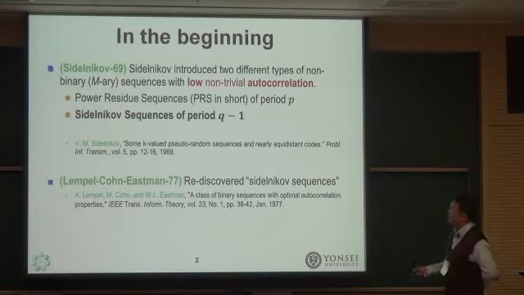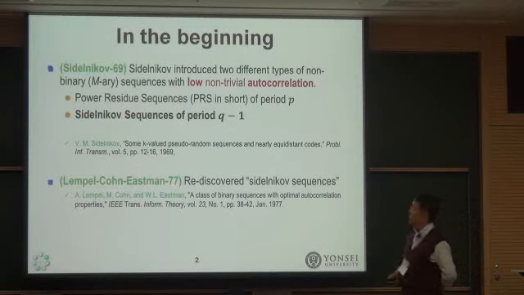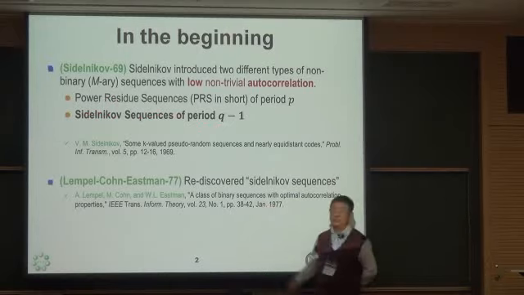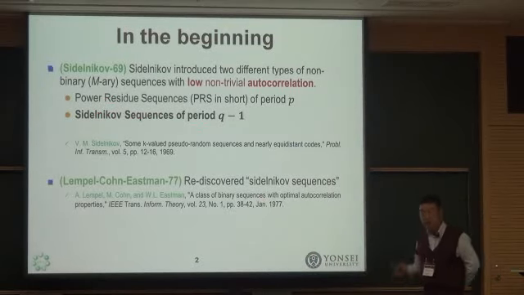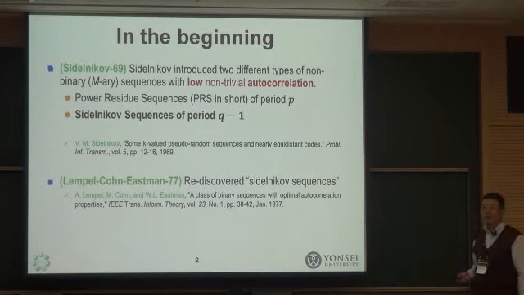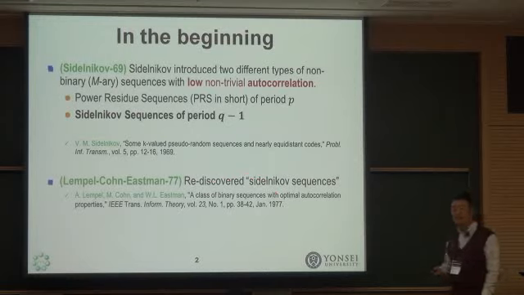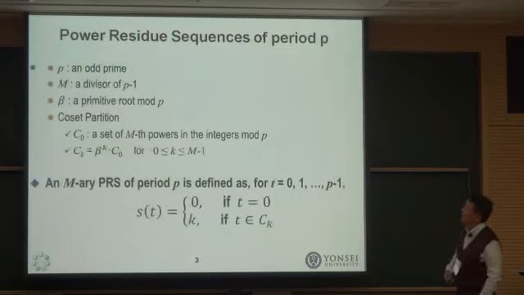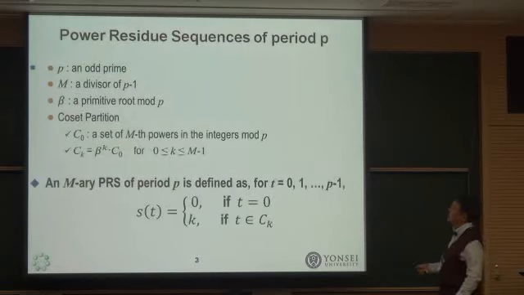In 1977, these three authors rediscovered these Sidelnikov sequences only for binary cases. It says a class of binary sequences. And for a while it was called Sidelnikov-Lempel-Cohn-Eastman sequences, but now it was happening. It happens even for IEEE Transactions on Information Theory that the same thing is rediscovered many times. Anyway, so the power residue sequence is defined as follows.